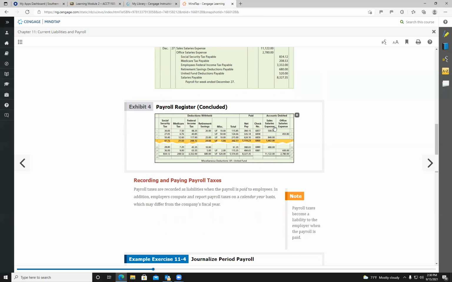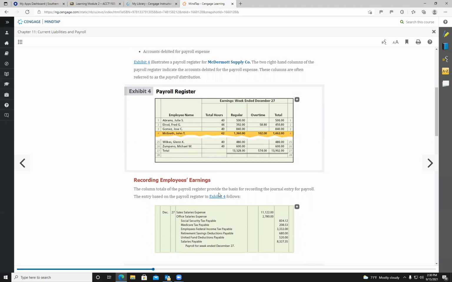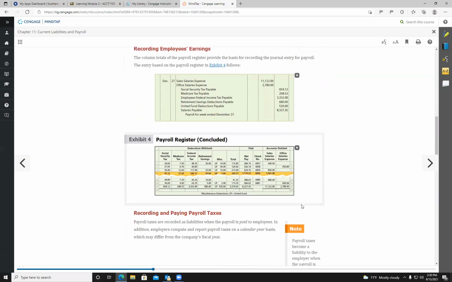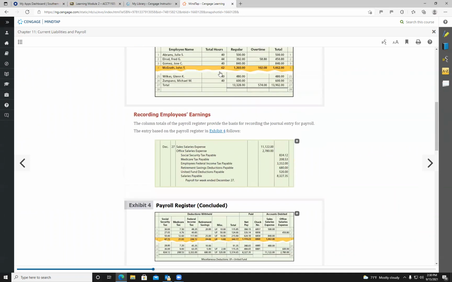And of course, these are the accounts that are debited, which are your salaries expense accounts, your sales and your office. Now, that's just recording the employees' earnings. This is the journal entry to record it. This is the payroll register used to record those.